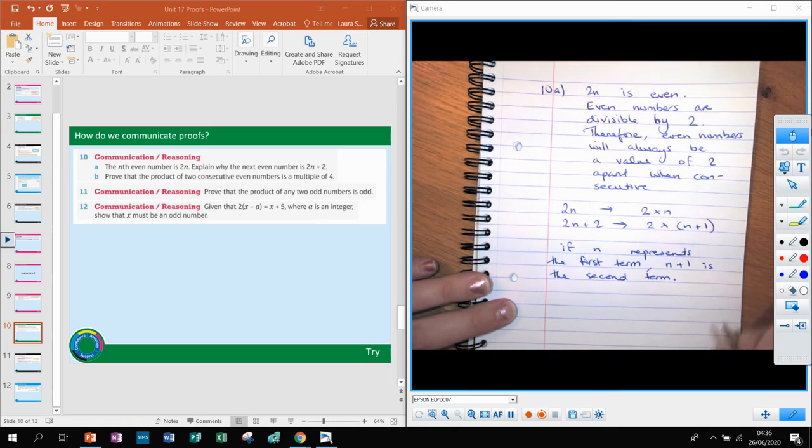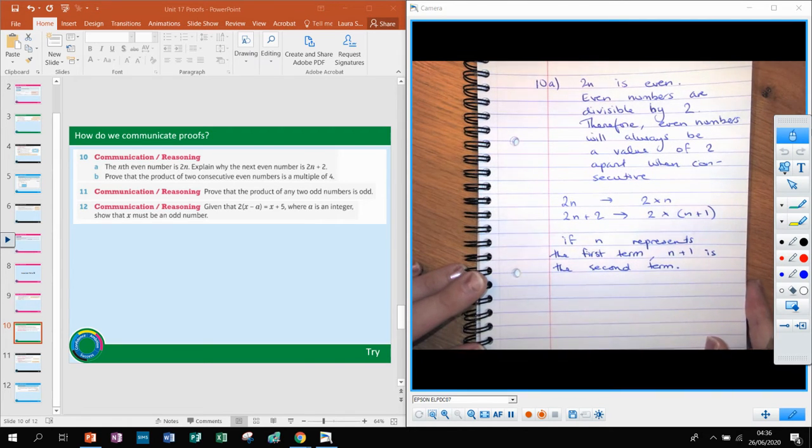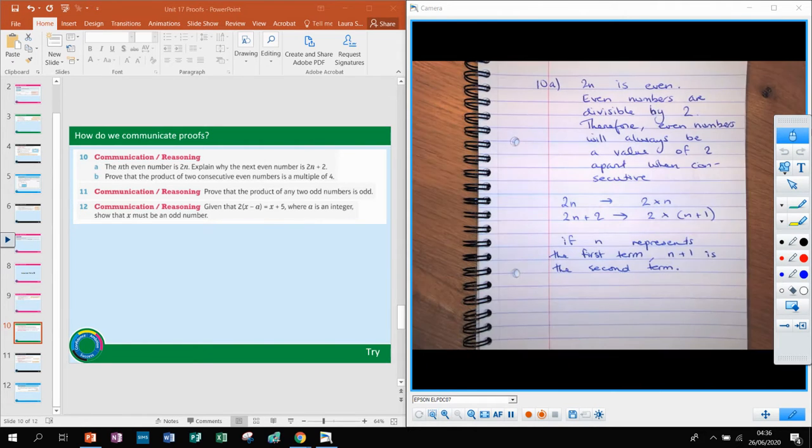Okay, and this would show that these even numbers are consecutive. So we could have used that in our explanation as well, although this would suffice in an examination. Okay, all right, so well done.